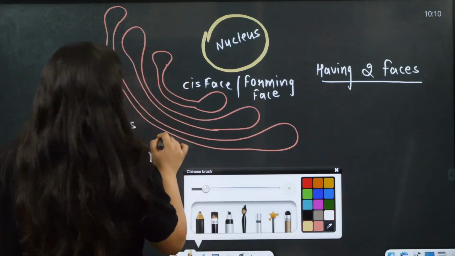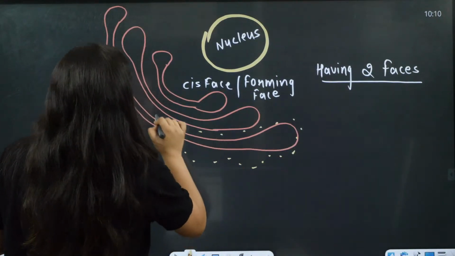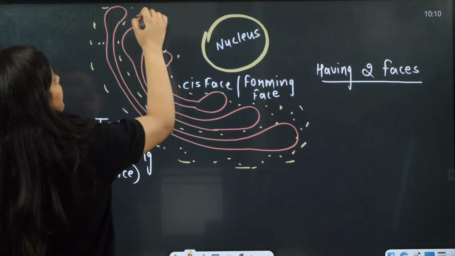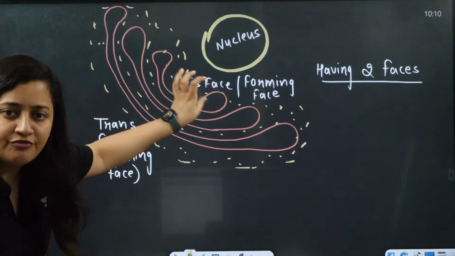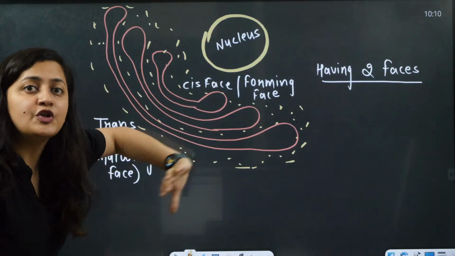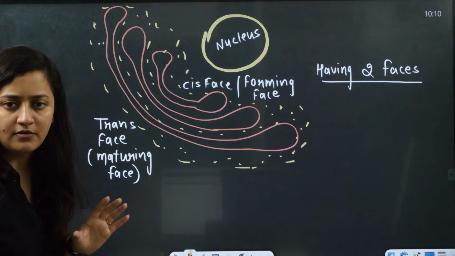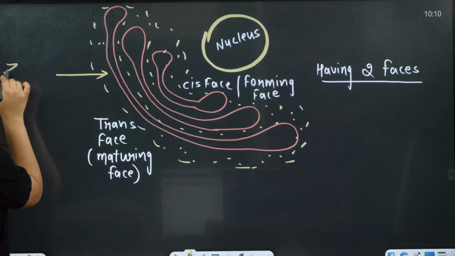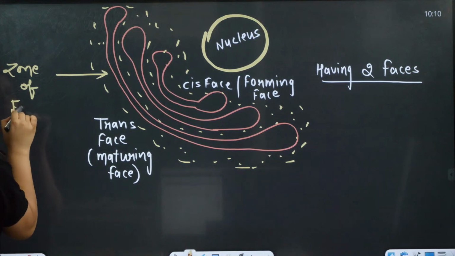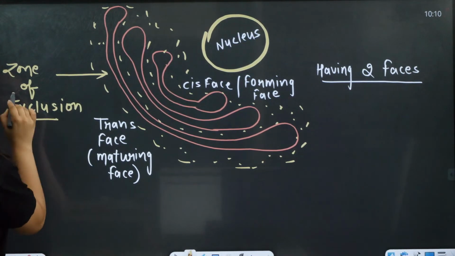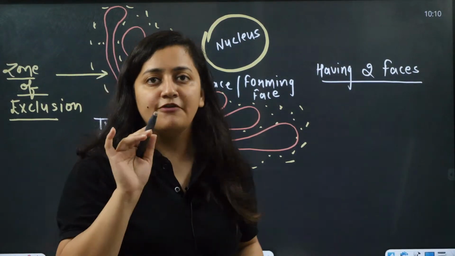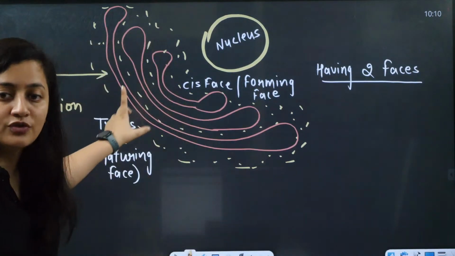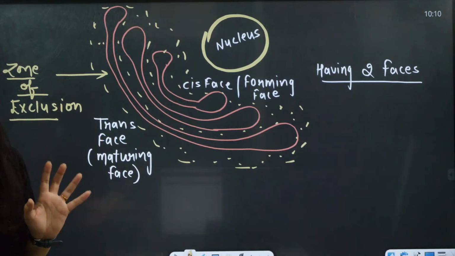And moreover, wherever this Golgi apparatus is present, in this cytoplasmic region, no other organelle will be there. Here in this region where the Golgi apparatus is present, no further organelle is there. So we call it the zone of exclusion. It is the region of cytoplasm where your Golgi apparatus is present.